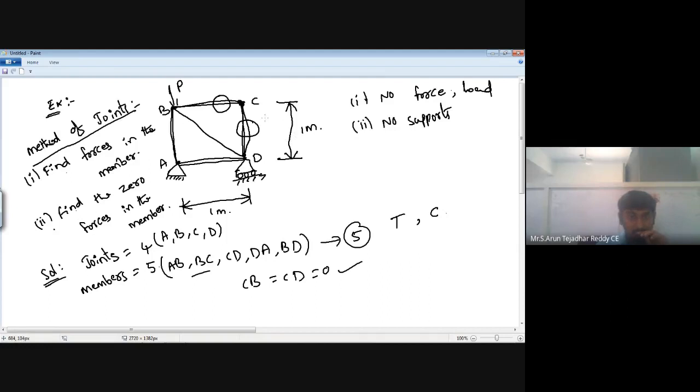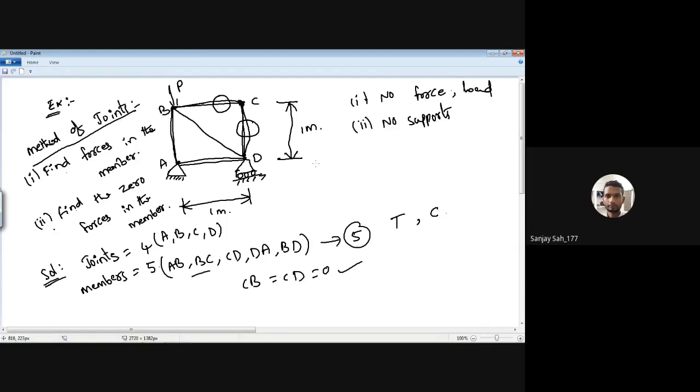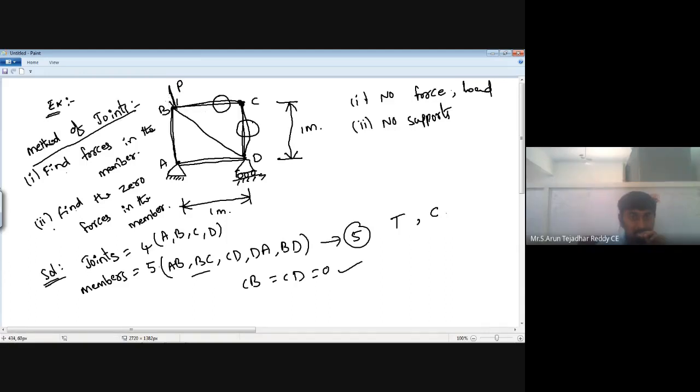And one more point, sir. Why not BC and BA, sir? See here, at B one load is acting, and from B to A also one load is acting, and at point A there is one support reaction. Due to that, these are not zero forces. Observe joint B and joint C.